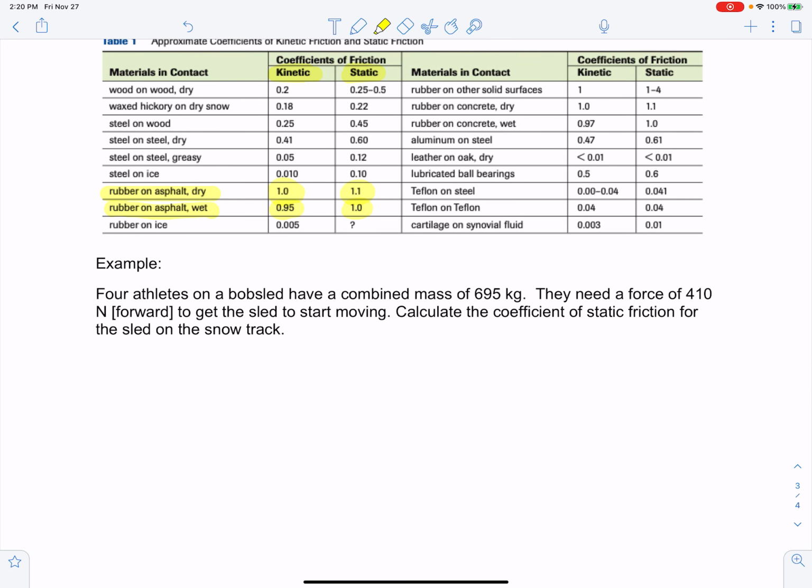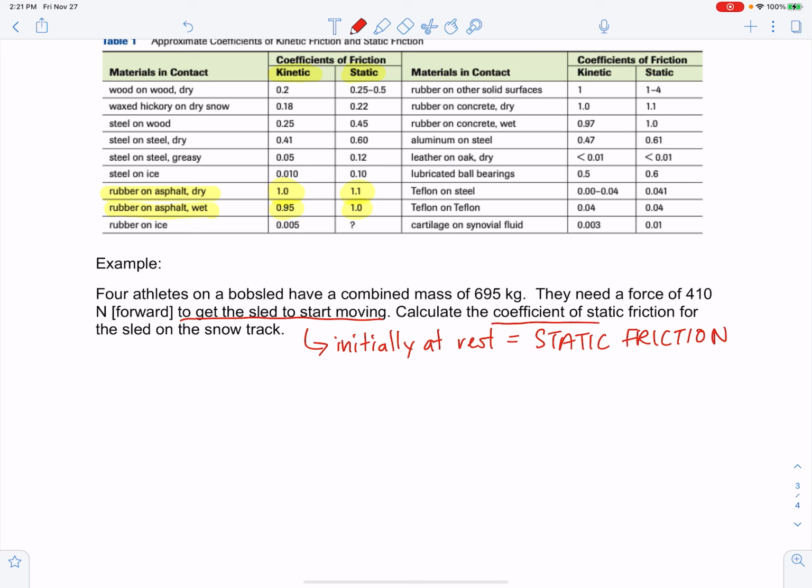Okay, let's try an example. Four athletes on a bobsled have a combined mass of 695 kilograms. They need a force of 410 newtons forward to get the sled to start to move. In order to get the sled to start to move, this means that the sled is initially at rest, which means that we're looking at static friction. And we want to calculate the coefficient of static friction for the sled on the snow track.